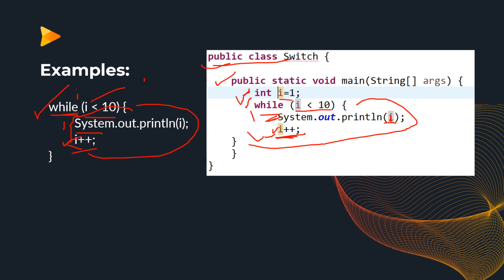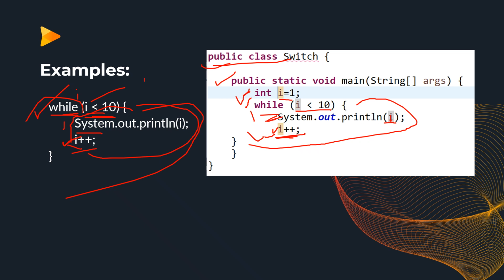So i will become 2, and again it will check. This will be performed repeatedly, and whenever i becomes greater than or equal to 10, the condition will be false and it will go out of the loop. So our loop will end. This is a while loop.